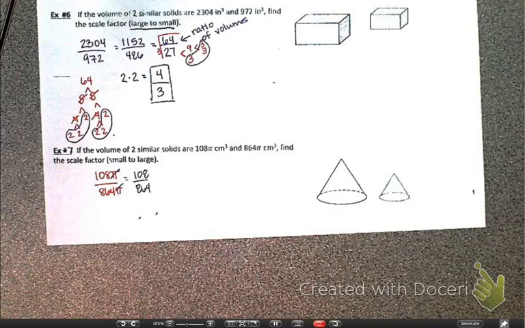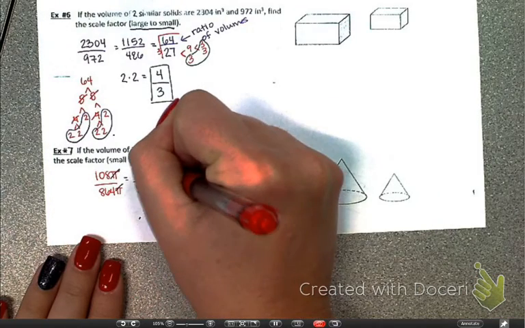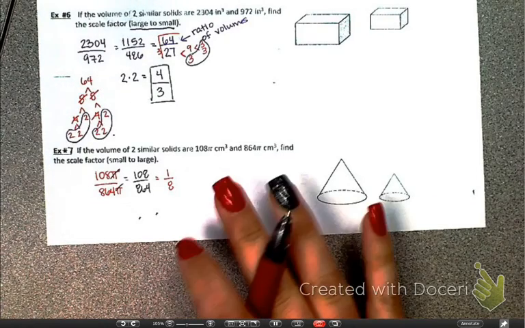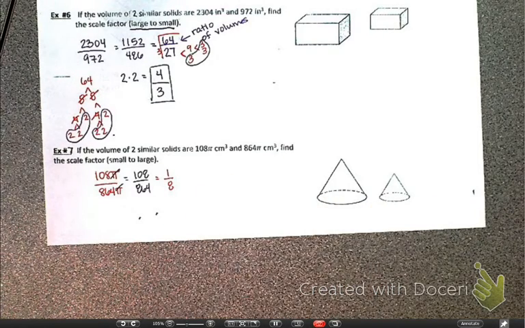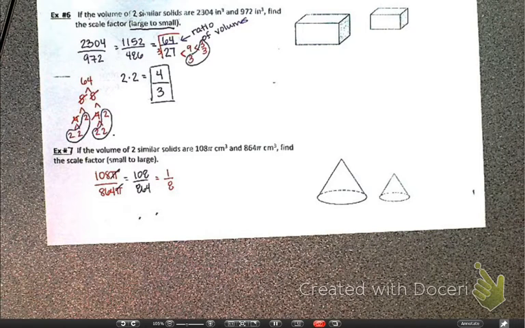Take a second and see if you can reduce 108 and 864. So you all reduced it and you got down to 1/8, right? You divided by 2 or 4 or whatever you divided by. Agreed? Okay. Then to find this, actually before I do that, I'm going to show you another trick on your calculator and you're going to maybe love me. Maybe.